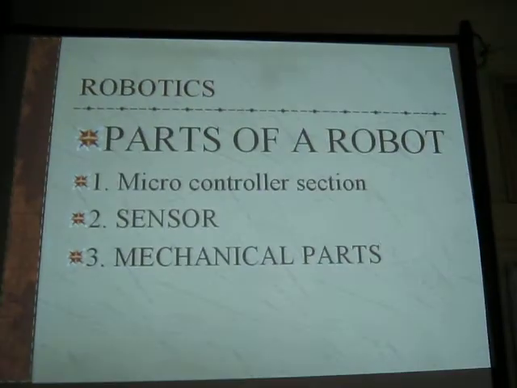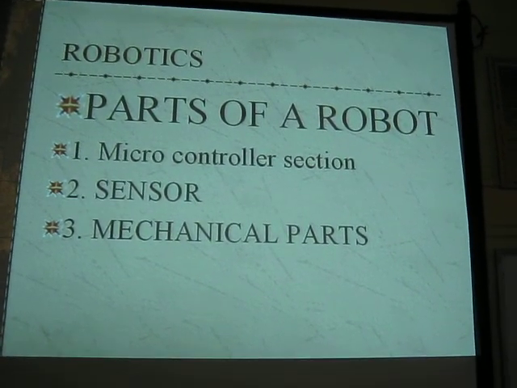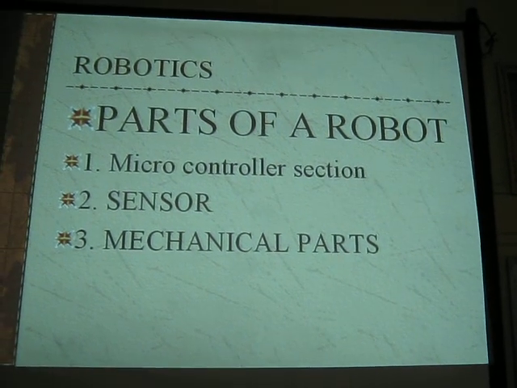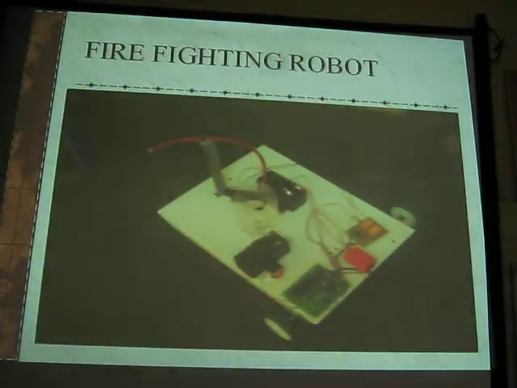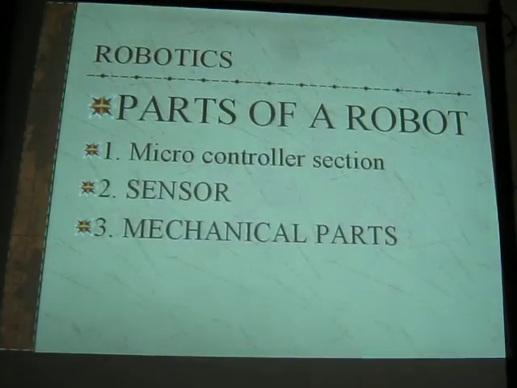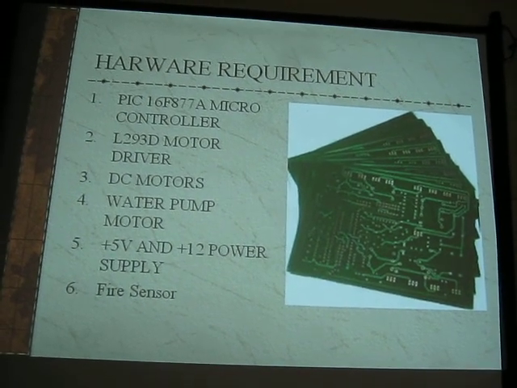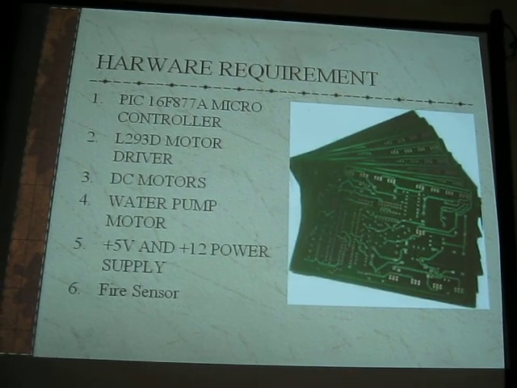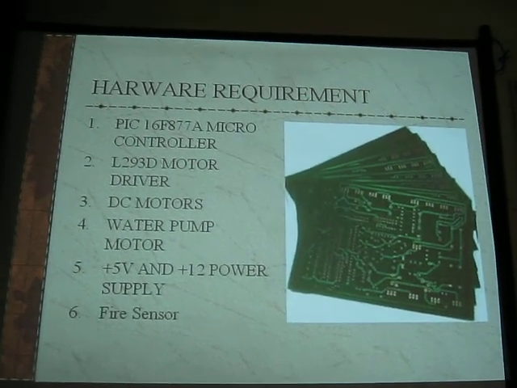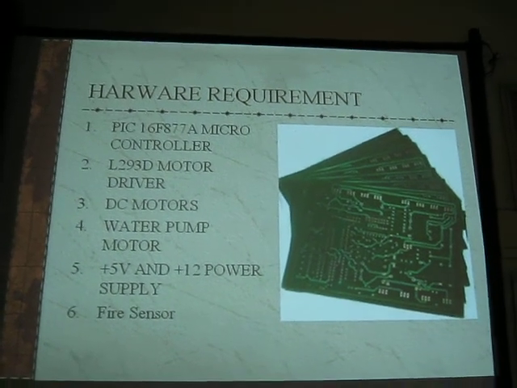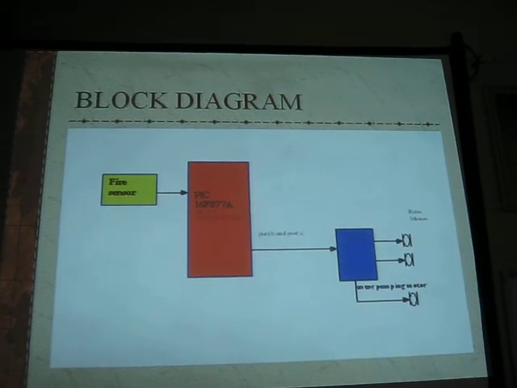Next. Robotics. If we say robot, different sections are there. Parts of a robot: number 1, microcontroller section. Number 2, sensor. Number 3, mechanical parts. Next. If we take the microcontroller section, in our robot we are using PIC 16F877A microcontroller and L293 motor driver and DC motors and water pump motor, and we are using power supply plus 5 volt and plus 12 volt, fire sensors. Next, the block diagram of our robot.